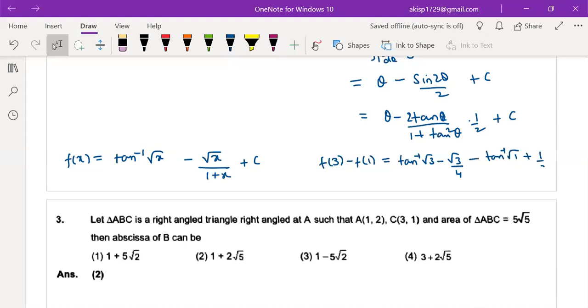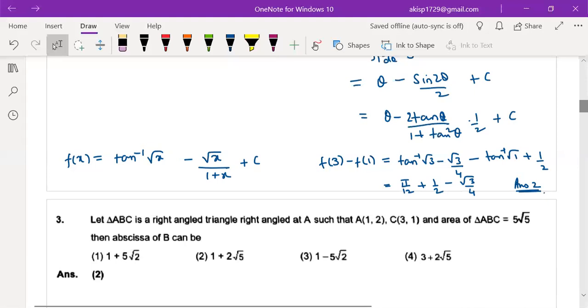So this expression simplifies to pi by 12 plus 1 by 2 minus root 3 by 4. That is precisely option number 2. Hence our answer is 2 in this case. Let's move on to the next question.